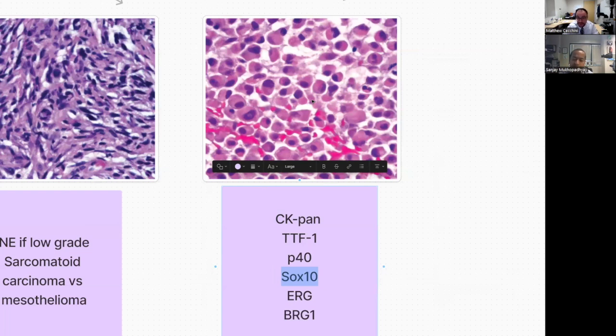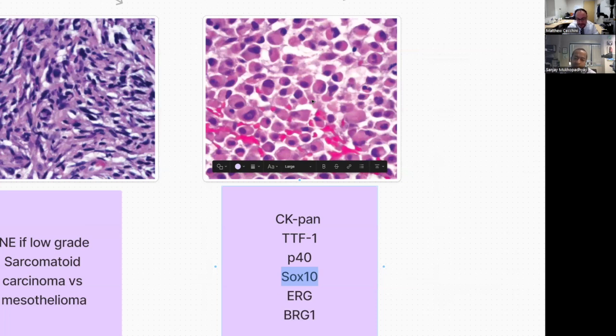Because if your pan keratin's negative, I don't think there's a role for TTF1 or P40, right? No, exactly. And actually the reverse is true also. You don't want to do the BRG1 up front because then you'll get SMARCA4 deficient carcinomas and you'll be confused. You want to do the BRG1 only if your keratin is negative or equivocal. That's when you want to do the BRG1.